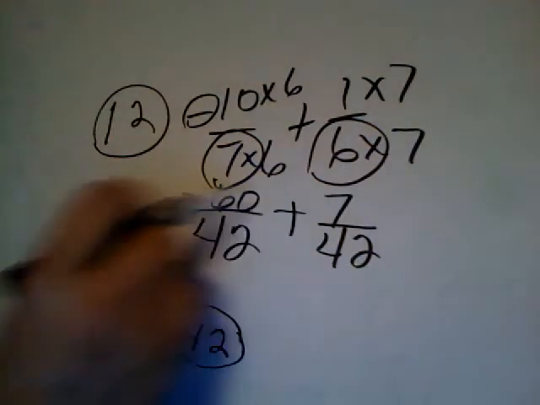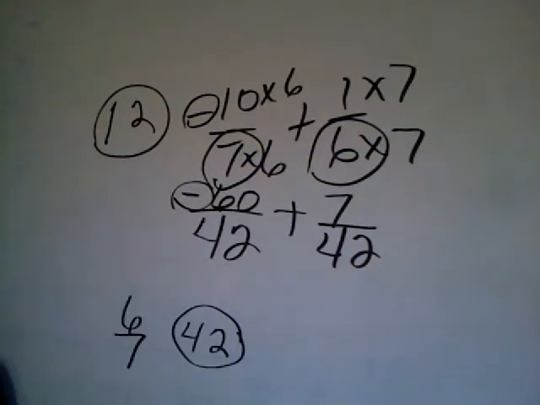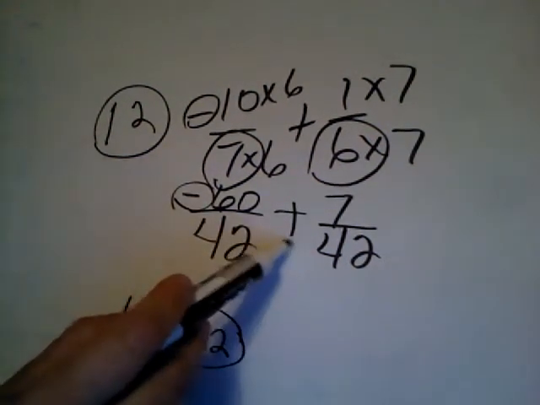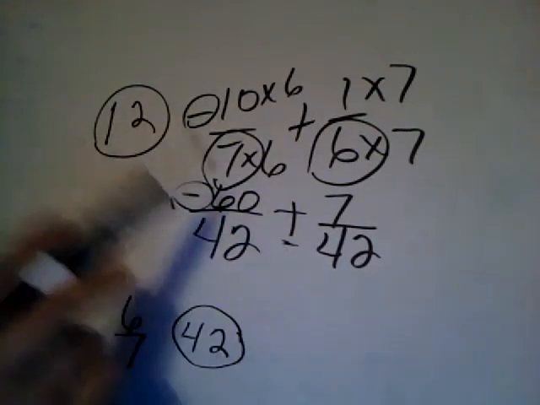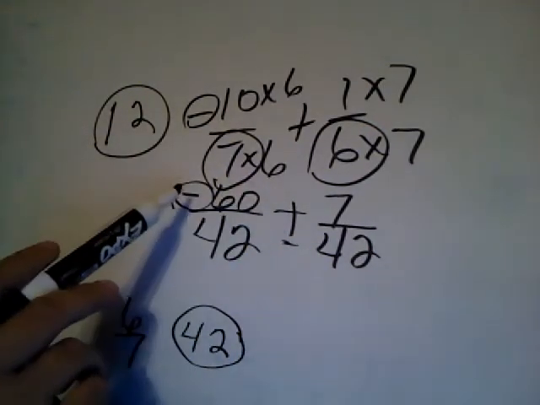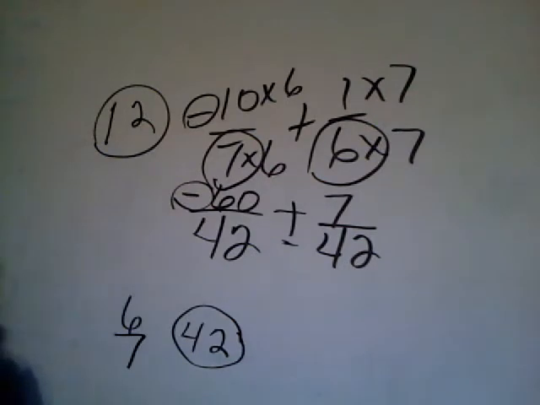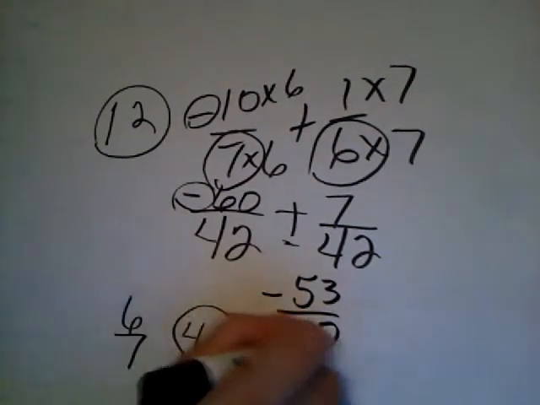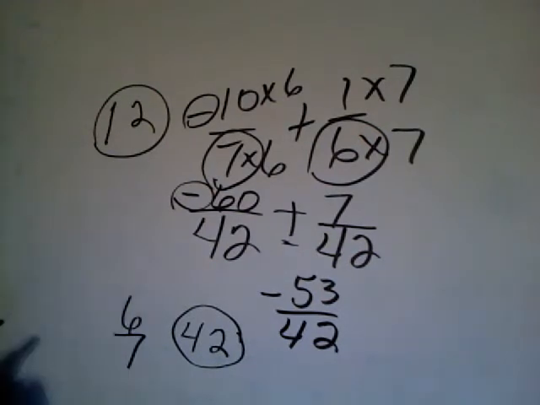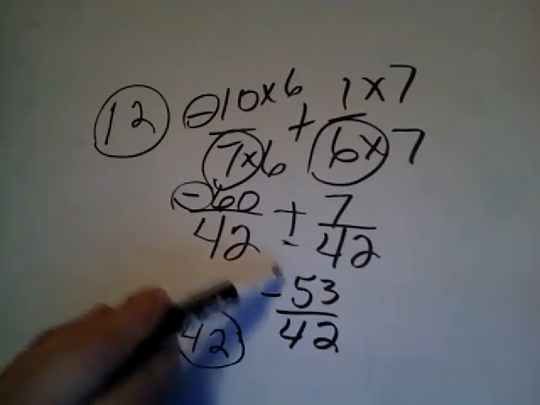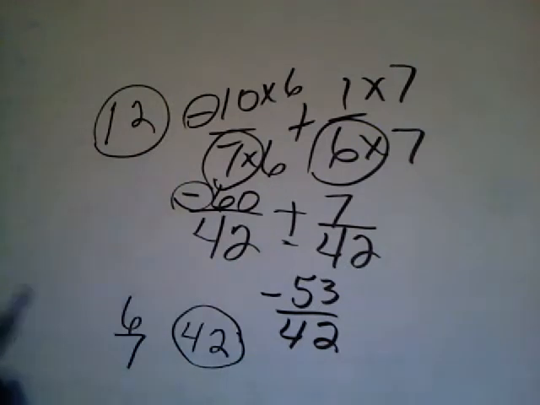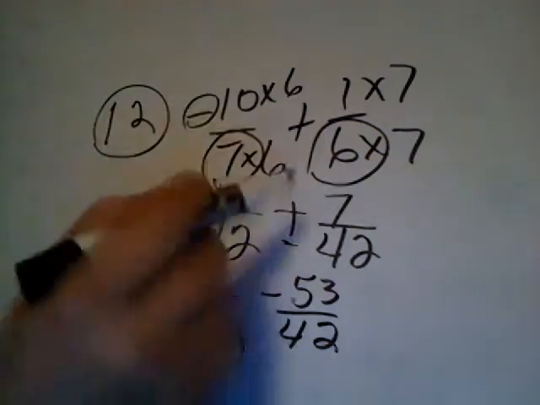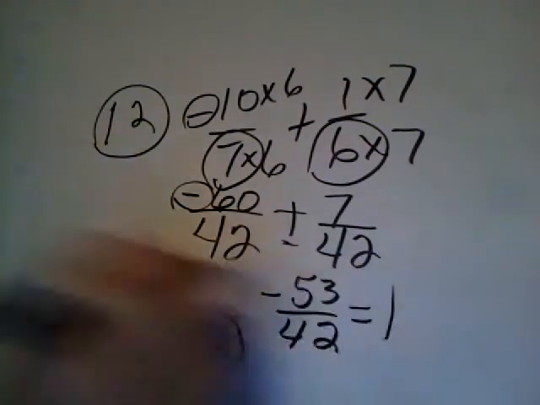The signs are different, so I subtract. This is an addition problem, so I don't do keep it, change it, change it. We only do that with subtraction. And so 60 minus 7 would give me a negative 53 over 42. Make sure you don't lose that negative sign. Cannot leave a numerator larger than a denominator. So how many 42's can I get out of 53? My answer would be 1.